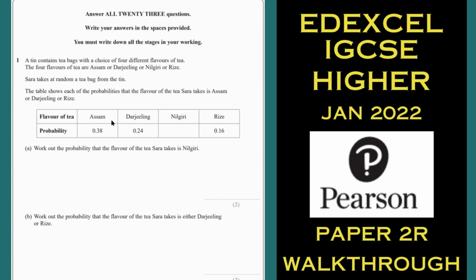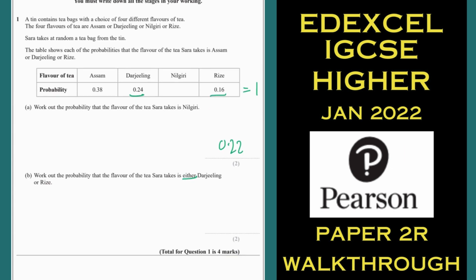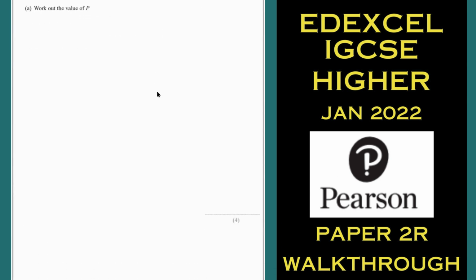At the beginning, bog standard probability, a load of waffle, adds up to 1. That's all you need to know, so grab your calc. 1 minus all the rest, they all add up to 0.78. So a nice easy starter. And work out the probability of either, which means add them together. So we've got 0.24, 0.16 for 0.4, for a cracking 4 marks starter.